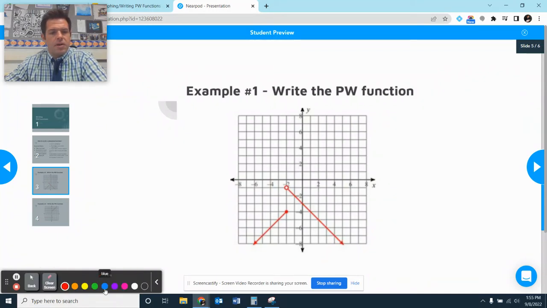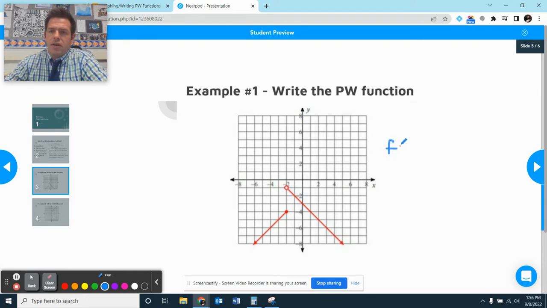Mr. Barry here. Hopefully, getting you ready to go in terms of graphing and writing piecewise functions. Here, we have a graph, and I want to write a piecewise function from it. A couple things are going to hold true no matter what. We're going to go with function notation.